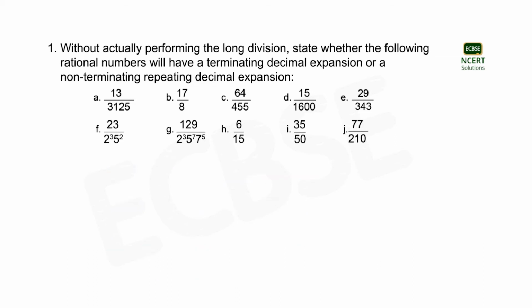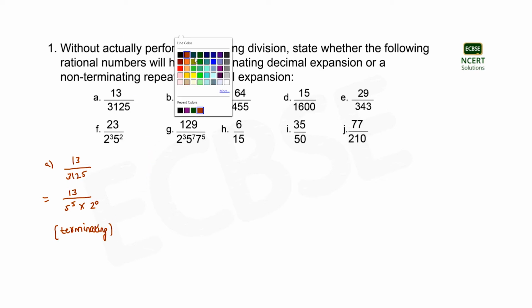Clear? Now coming to the question. Here in A part, the number provided is 13 divided by 3125. Now performing the prime factorization for the number 3125, it can be written as 5 raised to power 5 into 2 raised to power 0. And as in the denominator, we have the factors of 2 and 5 only, so its decimal expansion will be, yes, terminating decimal expansion.